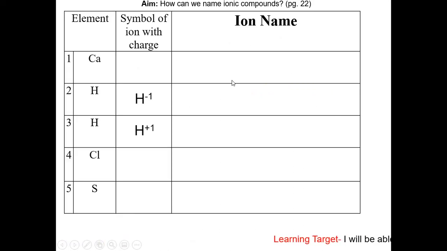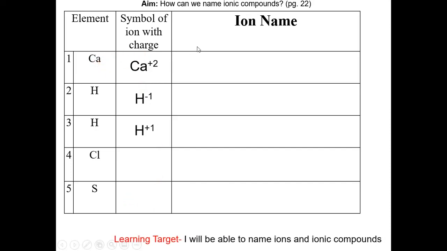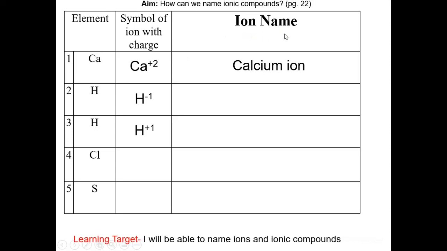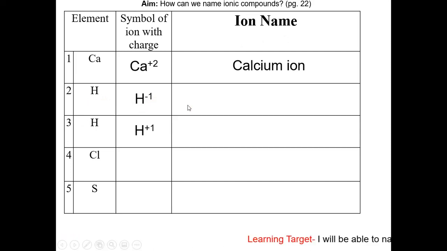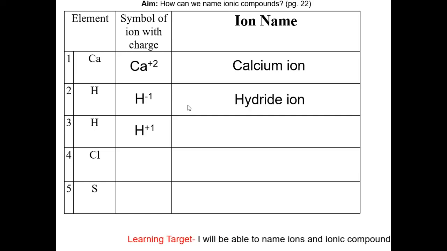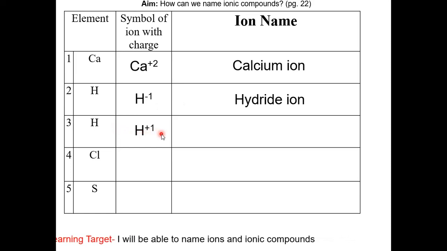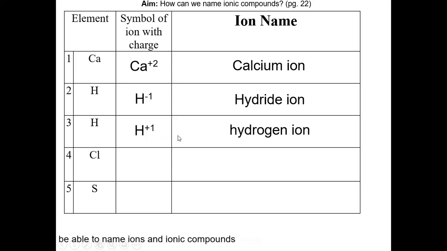In this practice, I will do the first 5 examples, and then you can do the rest on your own. So calcium is a metal. If you look at the periodic table, it has a charge of positive 2. So the ion name is just calcium ion. So hydrogen, if it's a negative 1 charge, you have to follow the negative ion naming rule. So you have to change the ending of hydrogen to IDE, so that becomes hydride ion. If the hydrogen has a positive charge, then you have to follow the positive ion naming rule. So this becomes hydrogen ion.